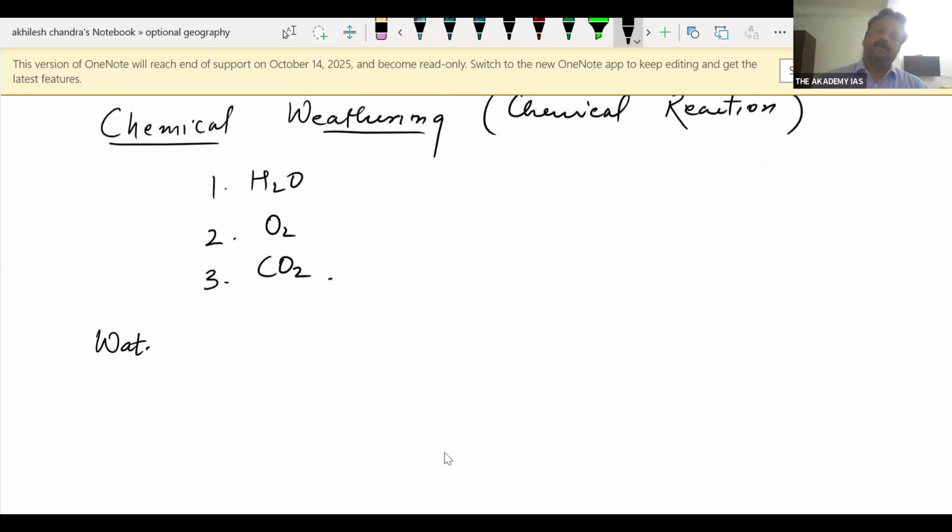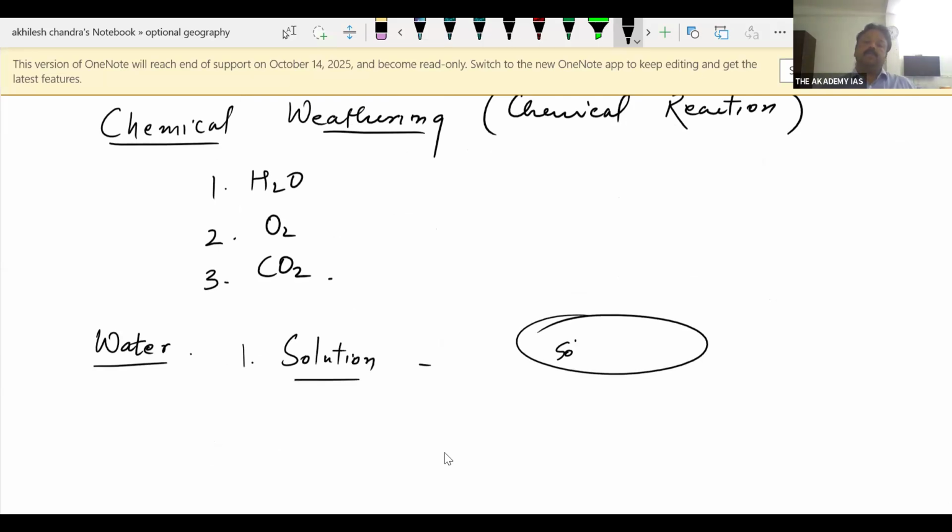So water goes for various chemical reactions. And the first reaction is solution. So in the rock, if there is any soluble mineral, it will be dissolved in water. And this will create a weak zone in the rock.